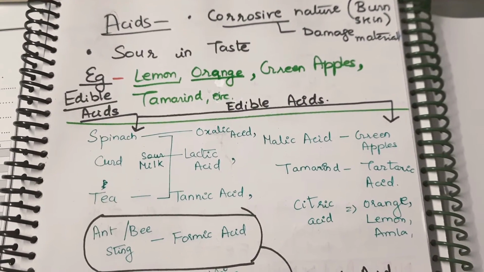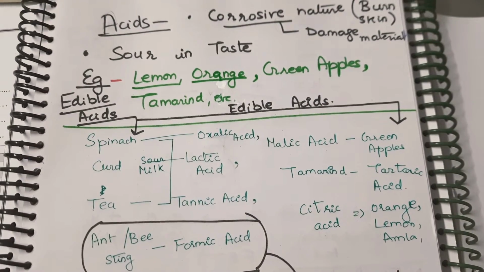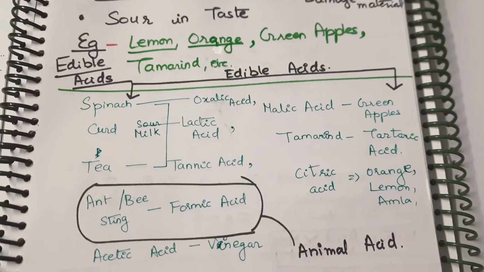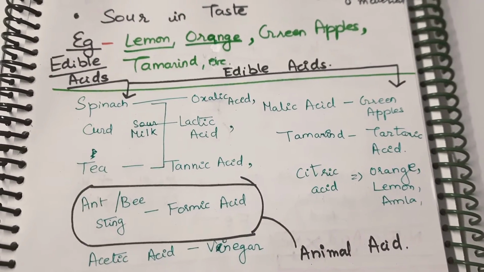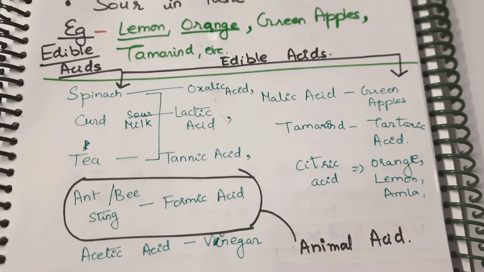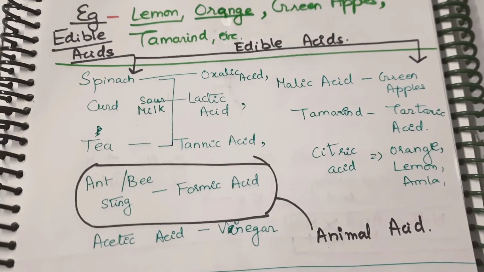Sour in taste. Examples of edible acids are lemon, orange, green apple and tamarind. Spinach has oxalic acid. Curd and sour milk have lactic acid. Tea has tannic acid, acetic acid in vinegar. Malic acid in green apple. Tamarind has tartaric acid, citric acid in orange, lemon and amla.